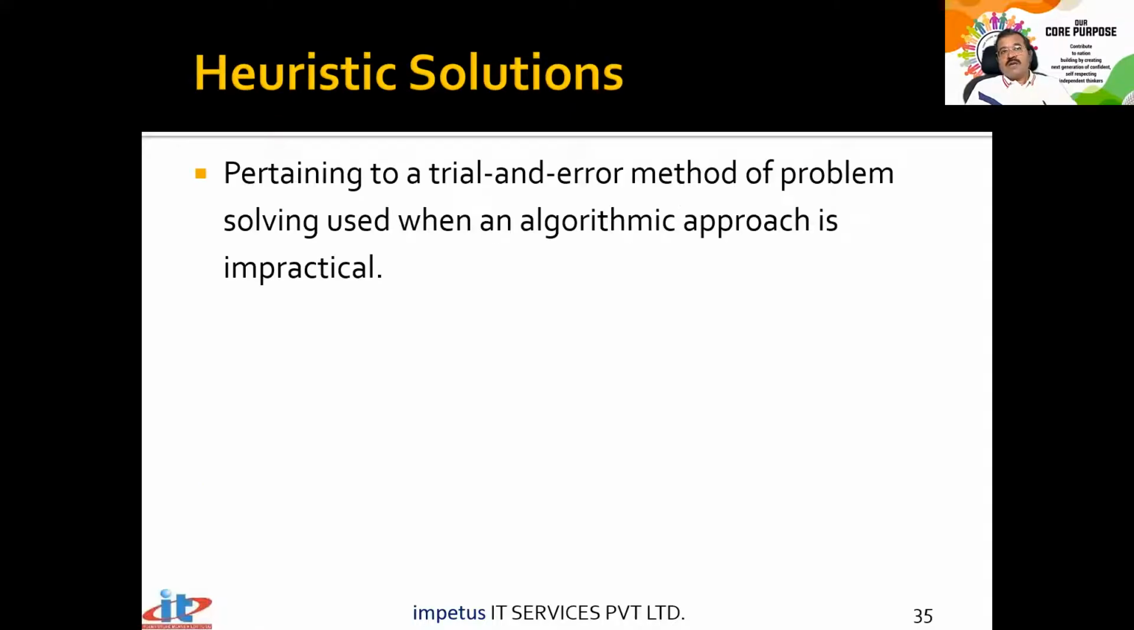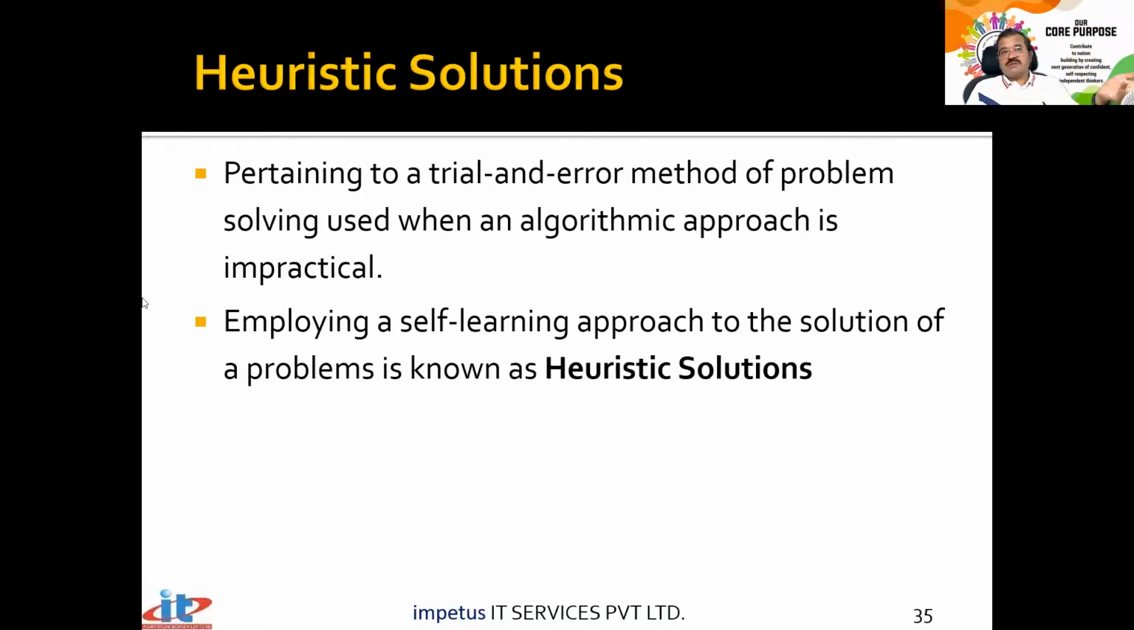where, pertaining to trial and error method, problem solving is used when algorithmic approach is impractical. So the technique that I'm going to teach you right now will not be in a position to solve the problem where you're going to win the chess game. Probably not. That is not the technique that I'm going to teach you right now. But that does not mean you will not be a confident developer. That technique can be learned later. Currently, what we are going to focus on is the algorithmic approach. But where the algorithmic approach is impractical, you need to think about heuristic solutions.